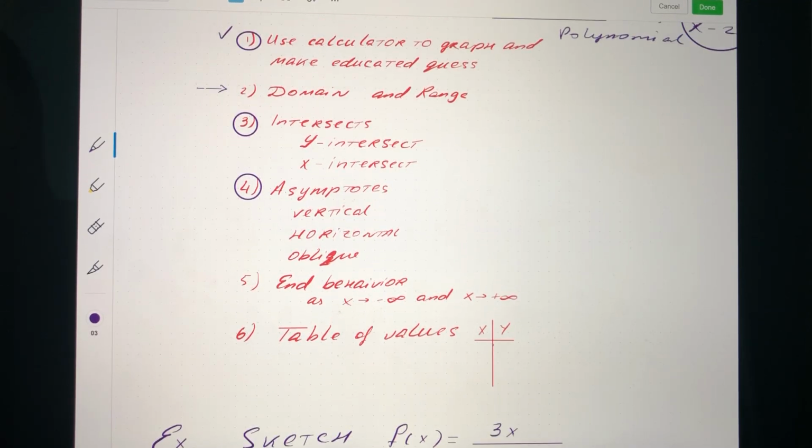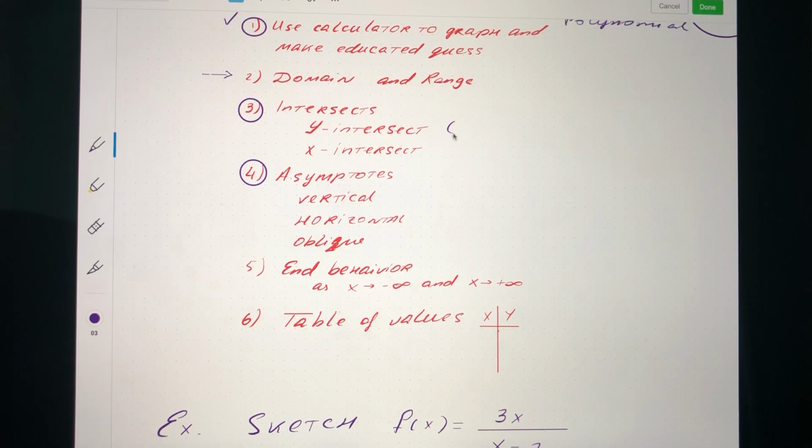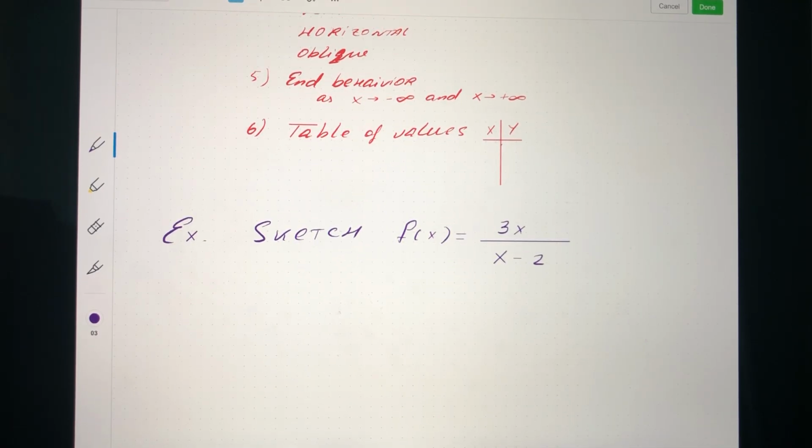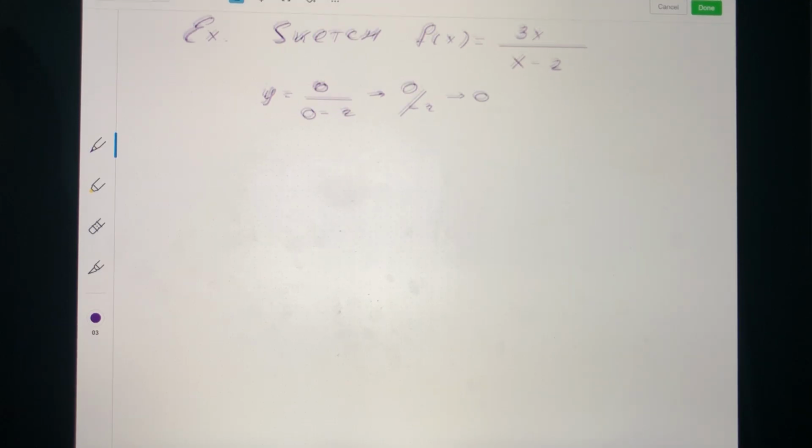Let's look at the intercepts. To find the y-intercept, we'll make x equal 0. And if x is 0 in our original equation, then we have y is 0 divided by 0 minus 2, which is 0 divided by negative 2, which is 0. So our y-intercept is 0, comma 0, because if y is 0, then so is x.